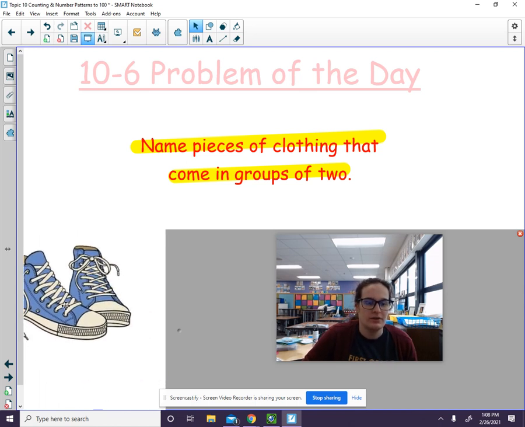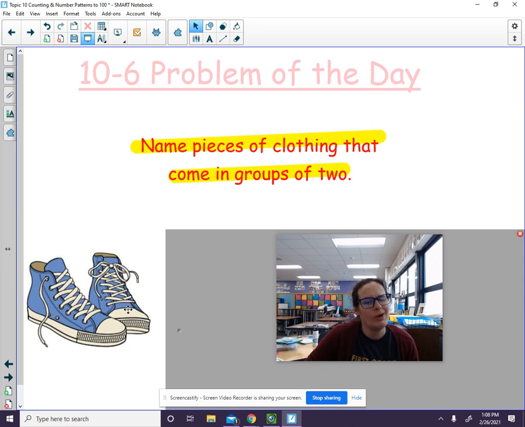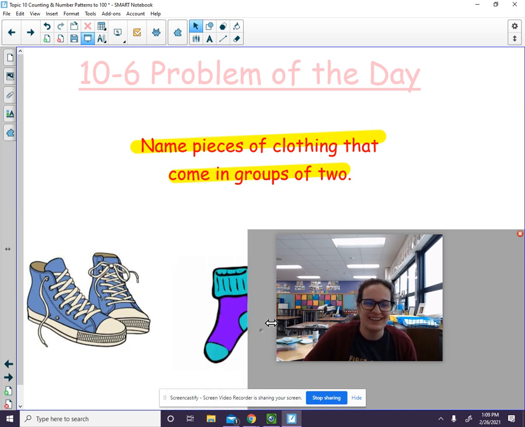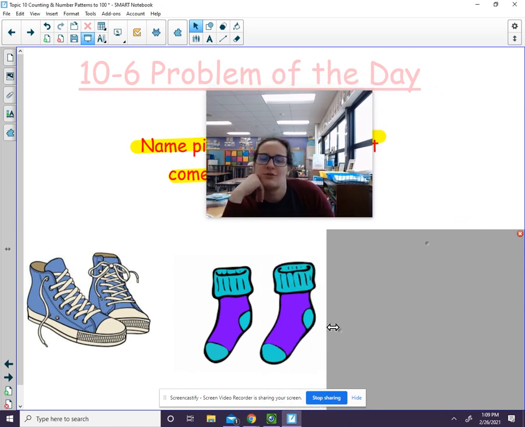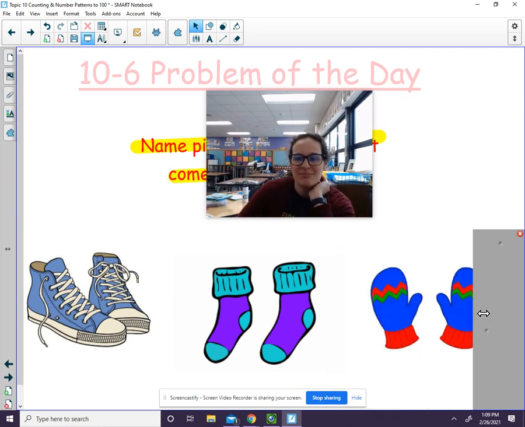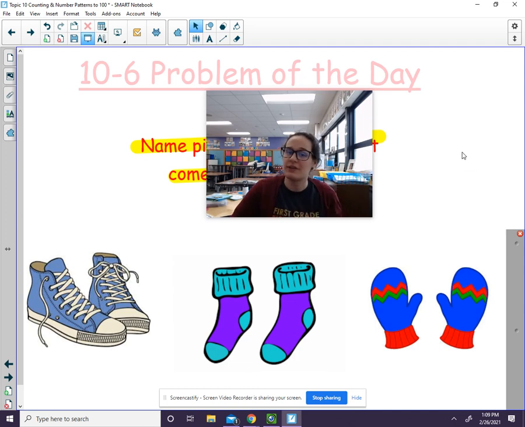We have 1, 2. Well, what goes inside your shoes? Socks. Do they usually come in groups of 2? They do. So usually we have 2 socks. Okay, what else do you have 2 of on your body? 2 hands. Okay, what goes on your hands? Mittens or gloves. So those are some clothing items, and there's more out there that come in groups of 2.